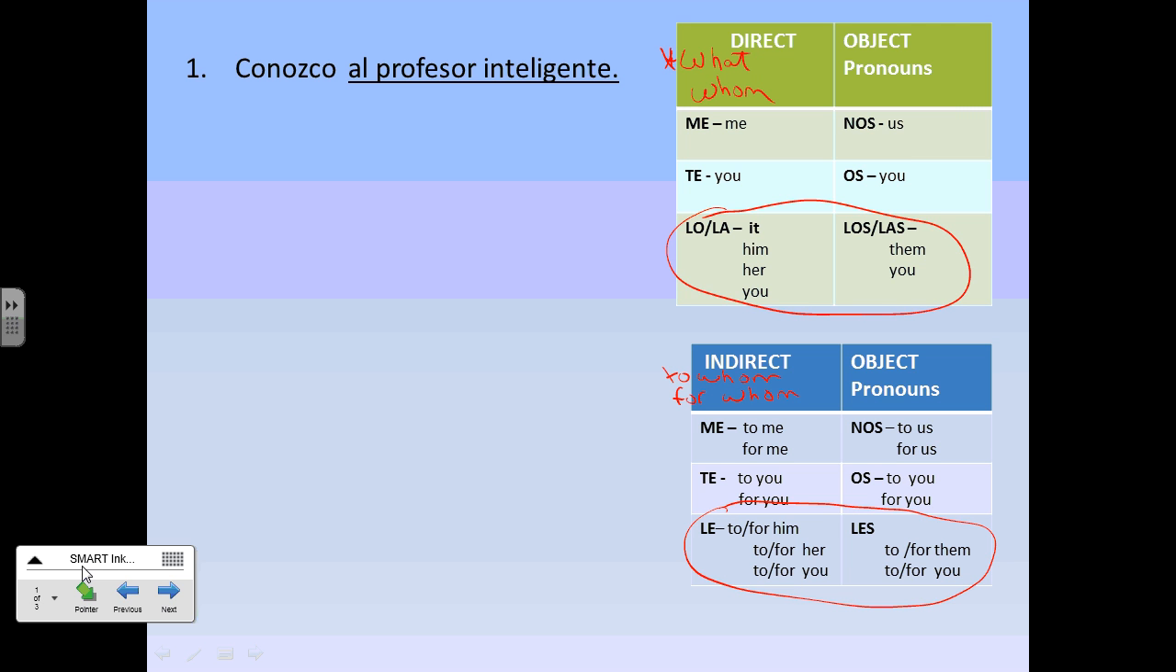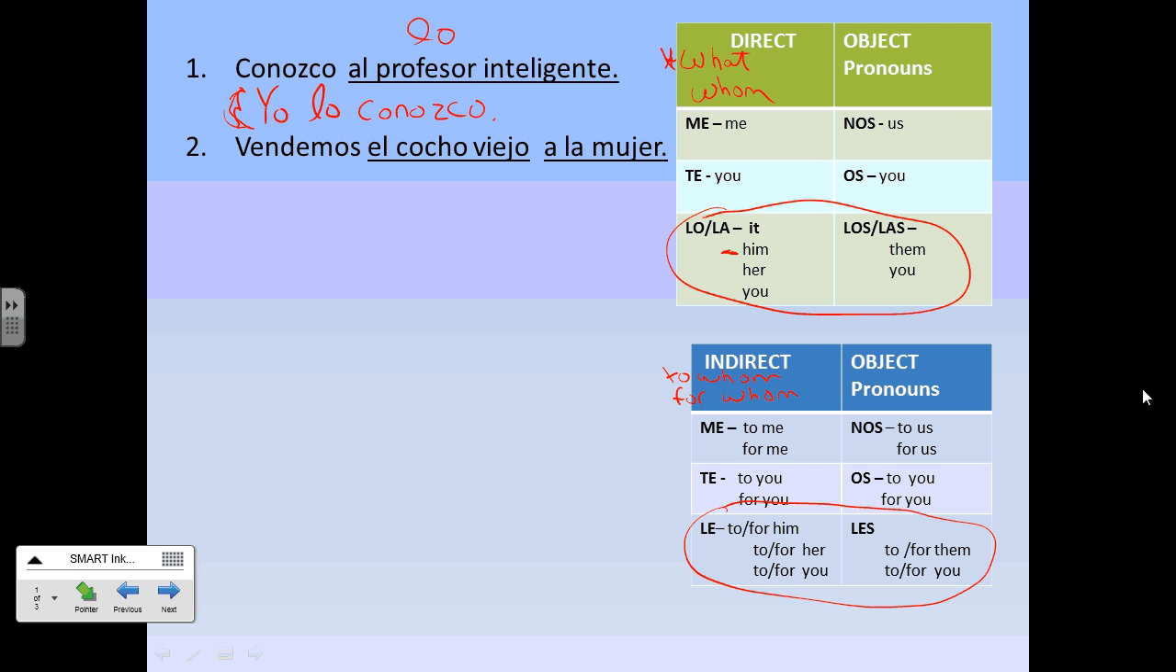You have to read this, and it says, I know the intelligent teacher. Instead of saying, I know the intelligent teacher, you want to say, I know him. So if you look at direct and indirect, him is the direct right there. It is not to him or for him. So the pronoun for him, masculine, would be lo. So then when you rewrite it, you could put yo in front of it if you want. Excuse my writing. If you want to put the subject, yo lo conozco. All you're doing is rewriting it. I know him. You do not have to translate it, you just have to rewrite it.